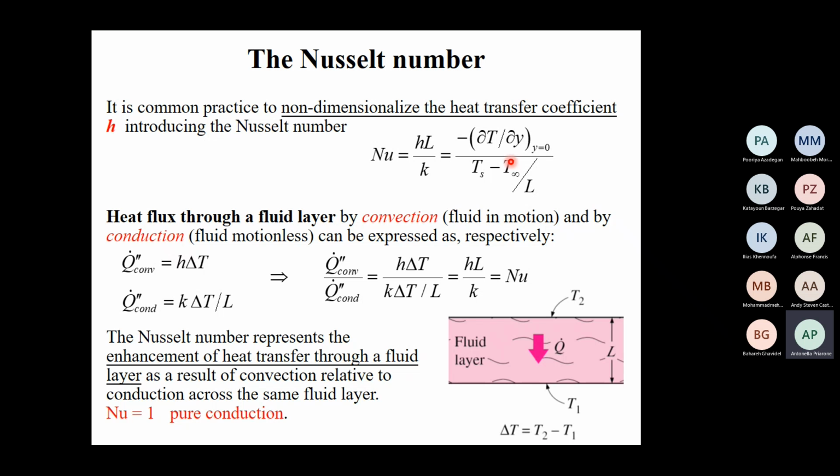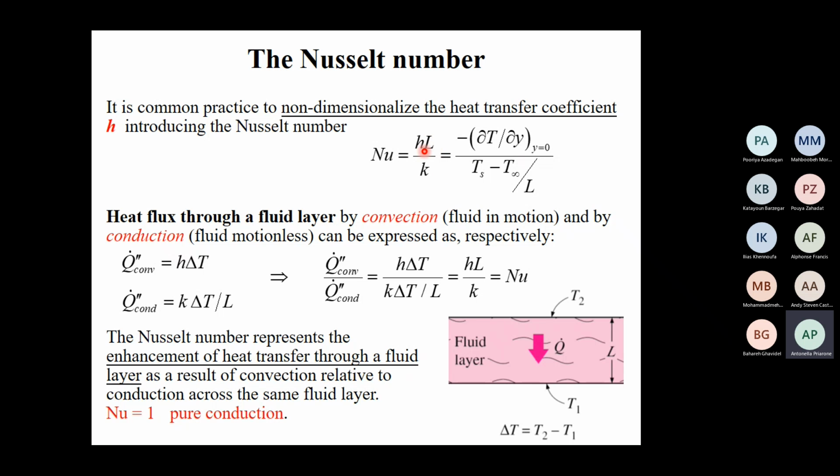Introducing the dimensionless number allows us to write the law that controls the phenomenon in a more simple way, in a more generalized way. So if I want to associate to the h coefficient a dimensionless number, I introduce the Nusselt number. The Nusselt number is written as Nusselt equal to h coefficient times length L, where L is the characteristic length of the phenomenon.